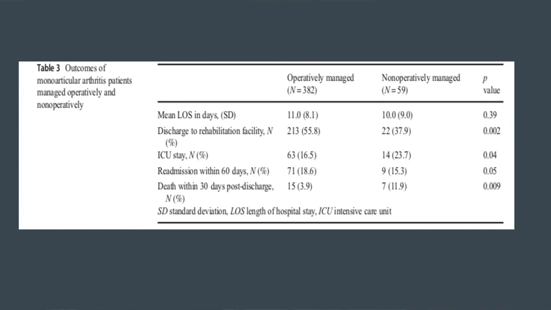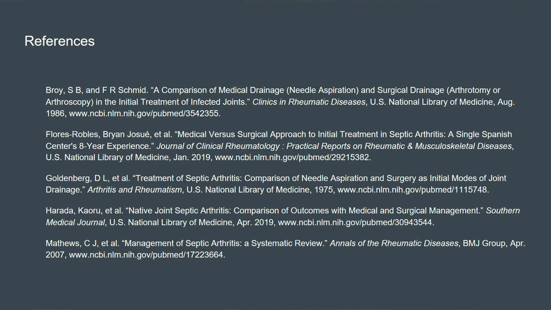The medical group had a higher ICU admission, probably because they were older and sicker. The surgical group had a higher readmission rate, 18 versus 15%. And then the medical group had a higher mortality at 30 days, 12% versus 4%. But again, that's 80% survival in the medical group. Okay.